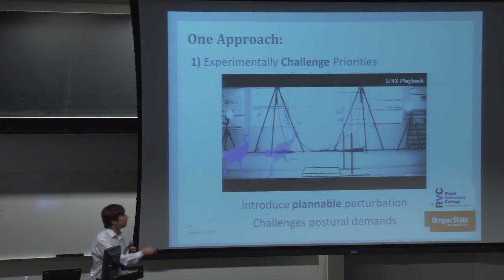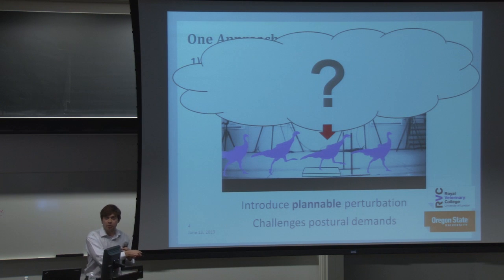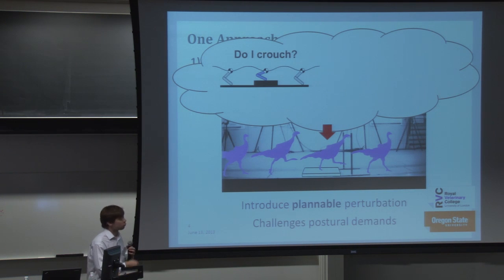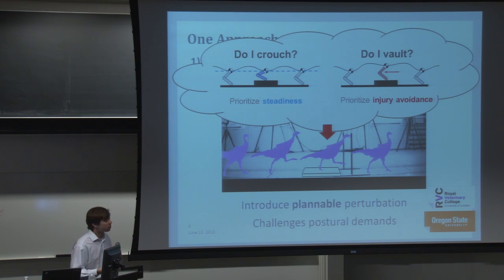So we have this hypothetical bird running over this. And the question is, what's he going to do on this obstacle? What's he going to plan to do? He can crouch over that obstacle and be maximally steady, or he can do something else. He can start to vault over the obstacle, onto the obstacle, and prioritize injury avoidance by not crouching so much. So we kind of force this dilemma in the bird.